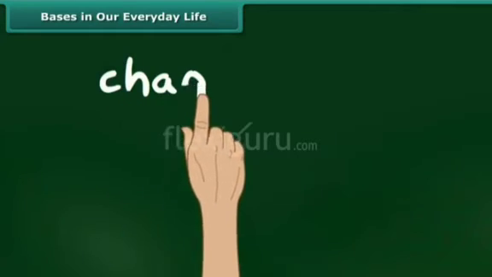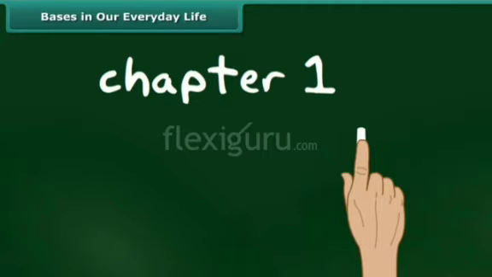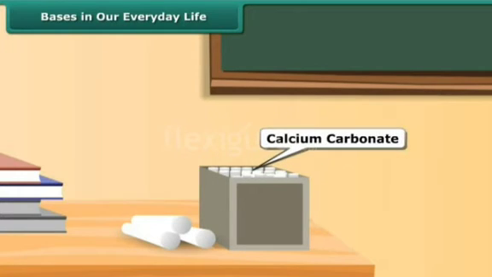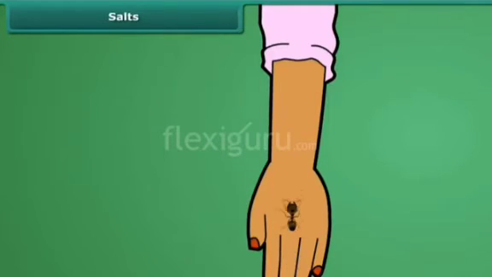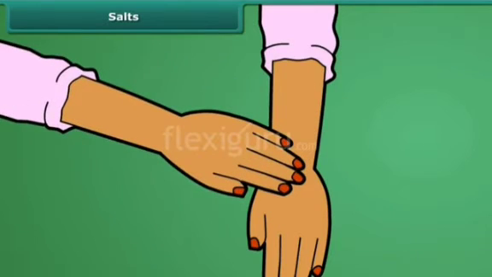We use chalk in schools for writing on the blackboard. Is it a base or an acid? Chalk gives a basic solution when dissolved in water. It is called calcium carbonate chemically. Do you know you feel relieved on applying baking soda on ant sting? This is because baking soda neutralizes the acid present in ant sting.